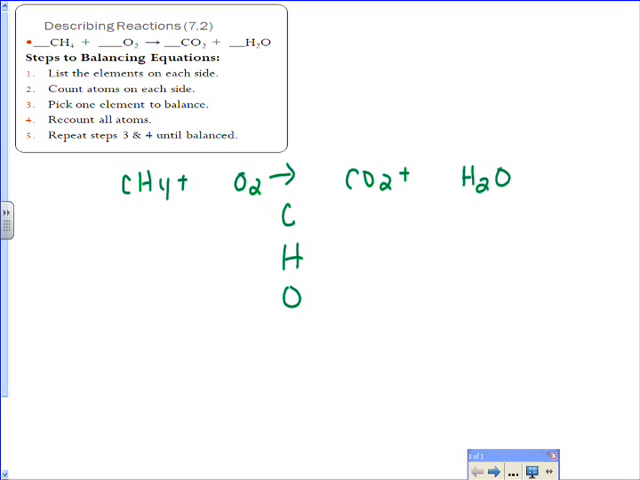Now it says count the atoms on each side. We're going to go to the left side of carbon and count how many atoms we've got. We have 1. And we're going to go to the right side of carbon and count how many atoms we have over on the product side, and we have 1 carbon.